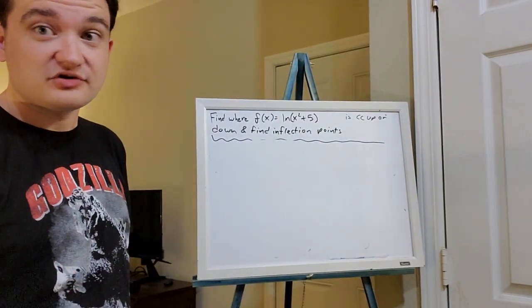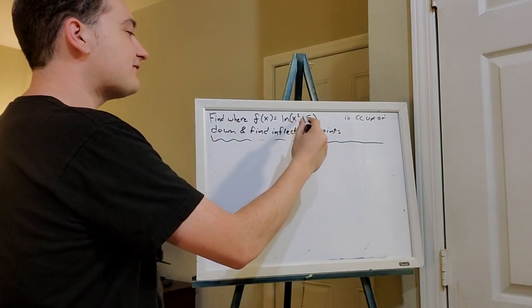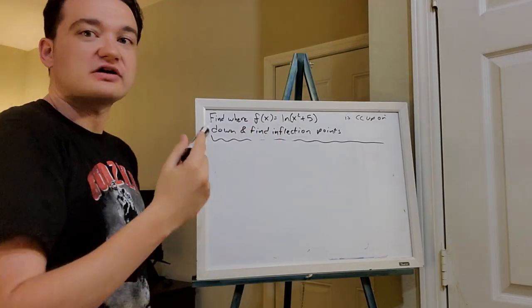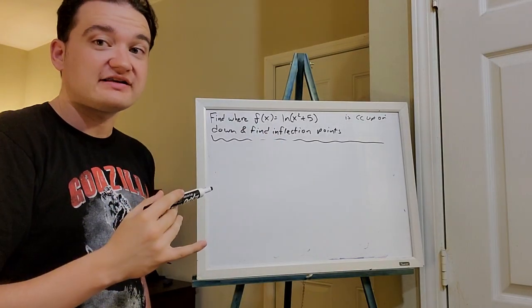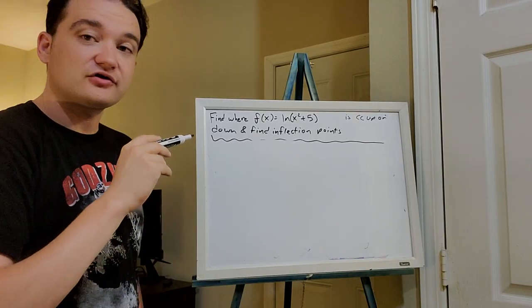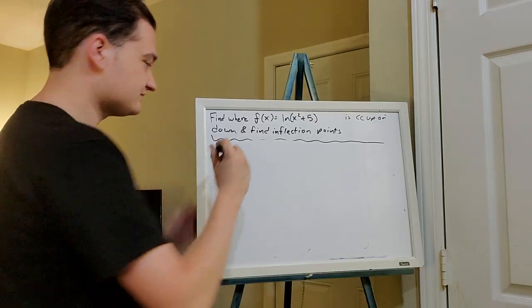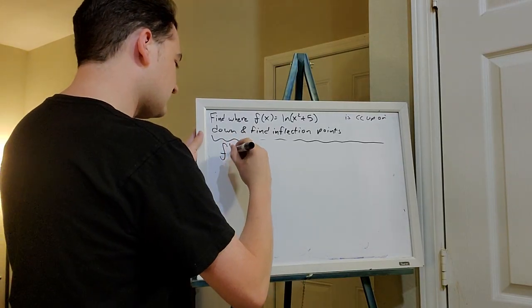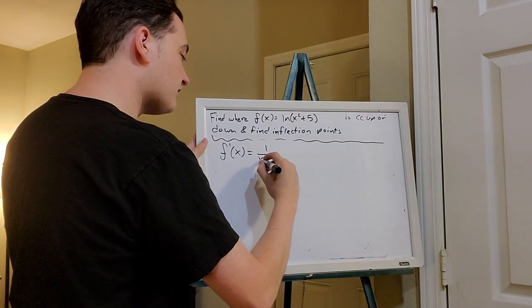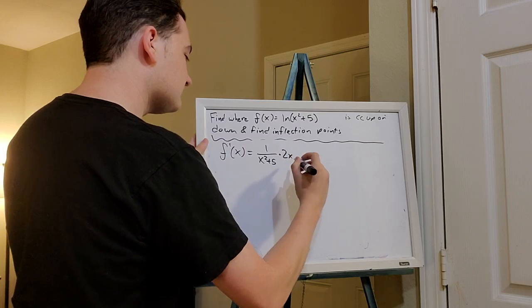New function, same goal. F of x equals natural log of x squared plus 5. We want to know where it's concave up or concave down. We want to find where the concavity is changing. Inflection points. First, we're going to take the first derivative. Second, we're going to take the second derivative. This one's a chain rule. 1 over x squared plus 5 times 2x.